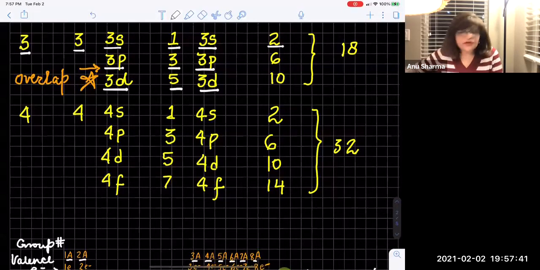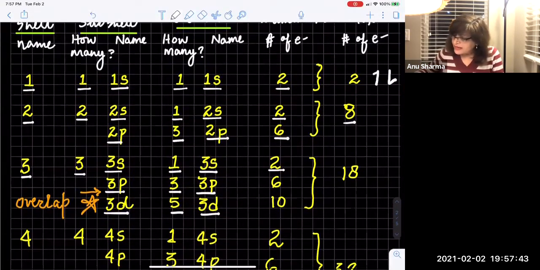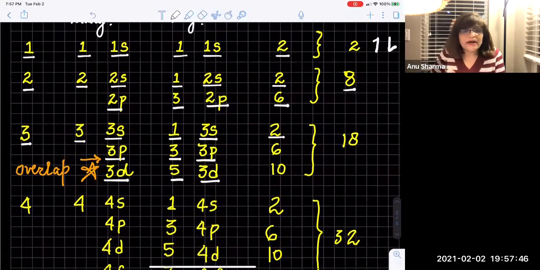Next is S, no matter what. Now you see a pattern. S, whether it is in 1S, 2S, or 3S, the S orbital will always hold two electrons, a maximum of two. P, whether it is in 2P, 3P, or 4P, will always hold six electrons. D, in 3D, 4D, holds 10 electrons maximum. Okay, so that's one thing.